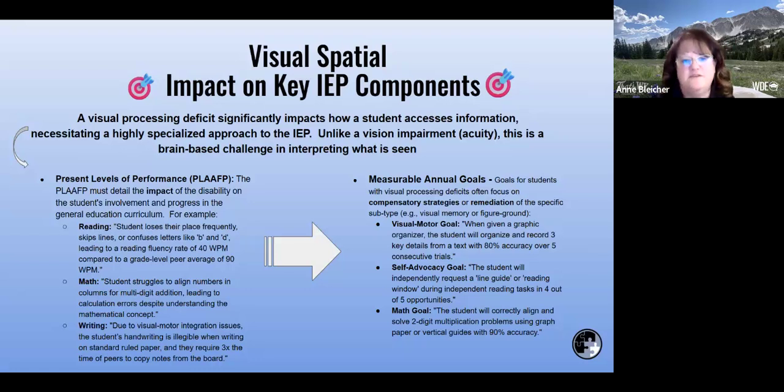And then once they have those skills in place, you wouldn't necessarily need the SDI to continue from that. It may be able to transition into just strictly accommodations. But in the present levels, I gave some examples of what that might look like for reading, math, writing, and then some additional examples of what measurable annual goals may look like for that.